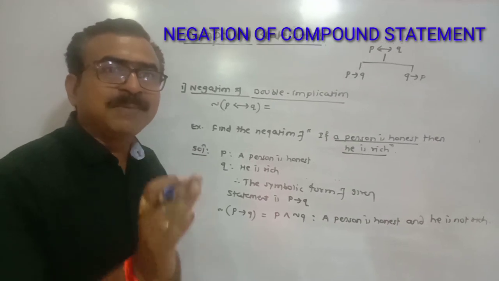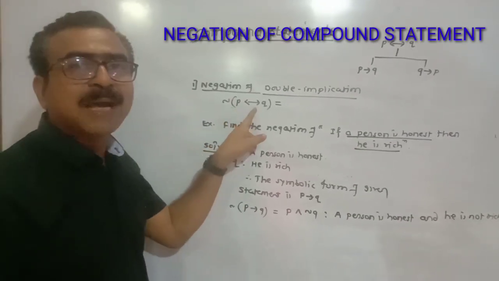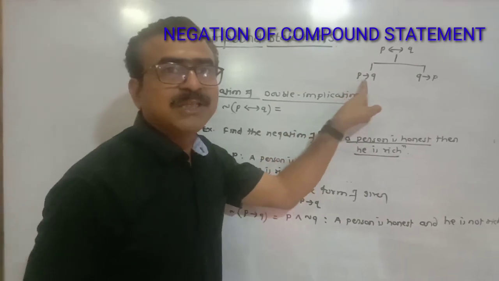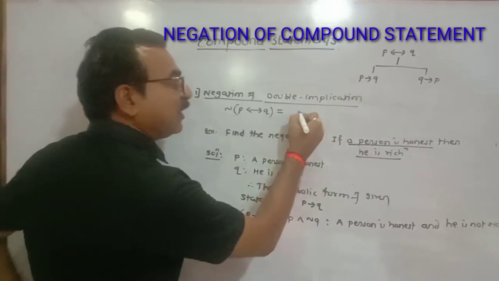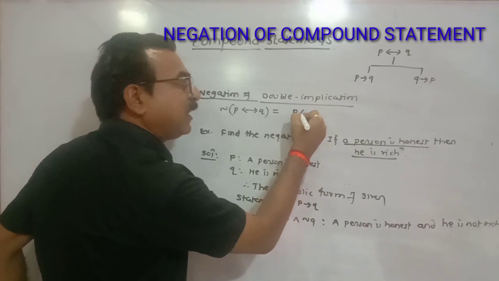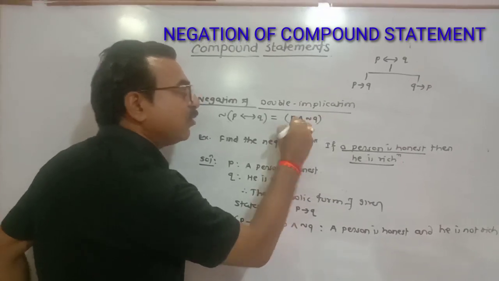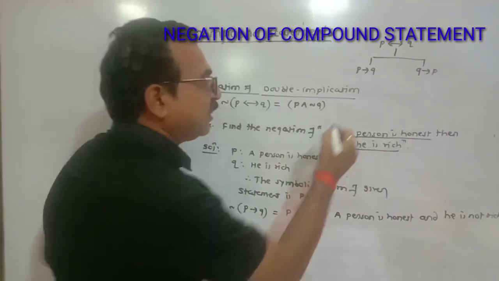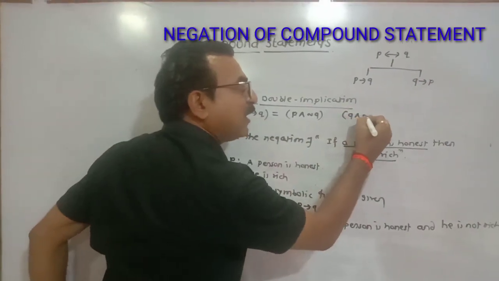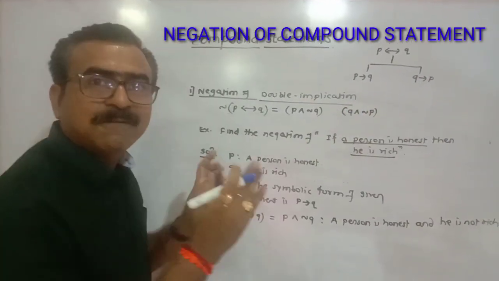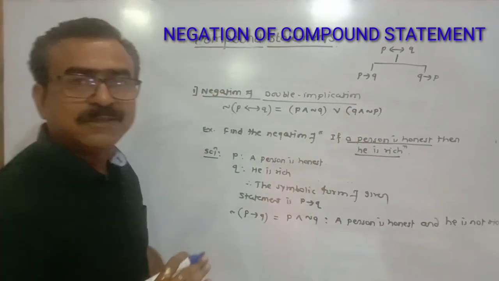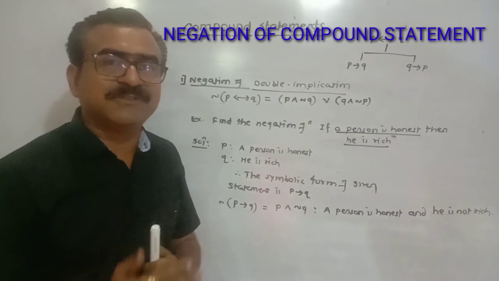So while performing the negation of P biconditional Q, initially we perform the negation of P conditional Q. P conditional Q, its negation becomes P and the negation Q. Then perform the negation of Q conditional P. Its negation becomes Q and the negation P. And after that, connect these two brackets by OR. Understood? Let it be repeated once again.